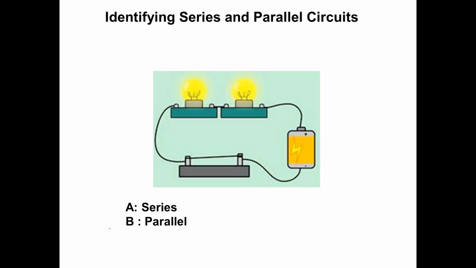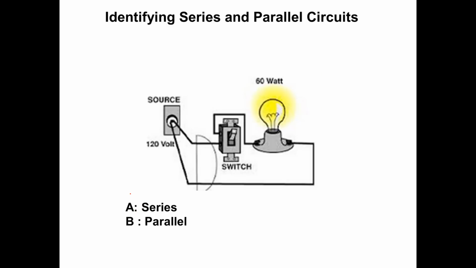Okay, so identify this as a series or a parallel circuit. There's only one way for the current to go from this positive end of the battery through the light bulb, back through the switch, to the negative end. This is a series circuit. Next up, is this a series or parallel circuit? From the outlet, we go through the switch, in, out of the switch, in, out of the light bulb, back to the switch. There's only one path for the current to travel, so this is a series circuit.